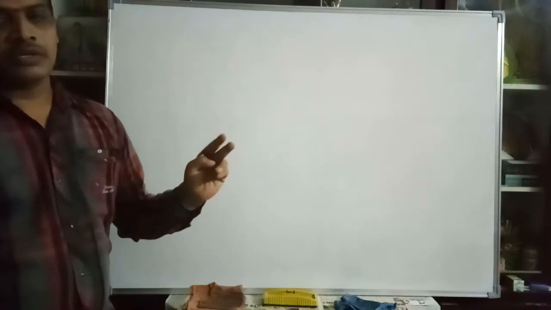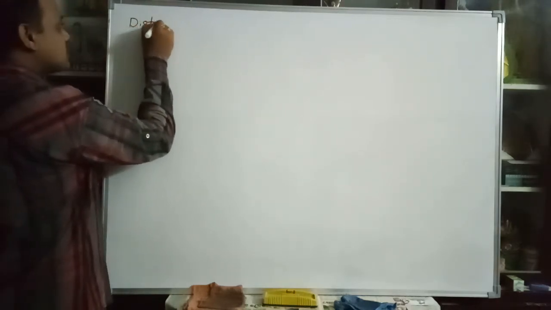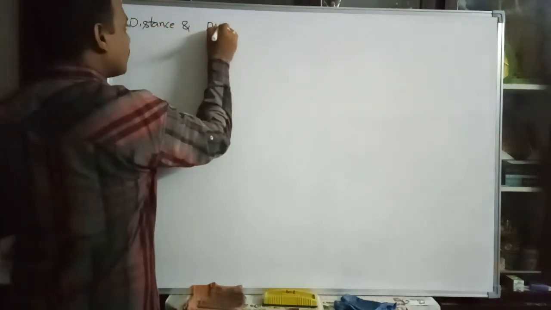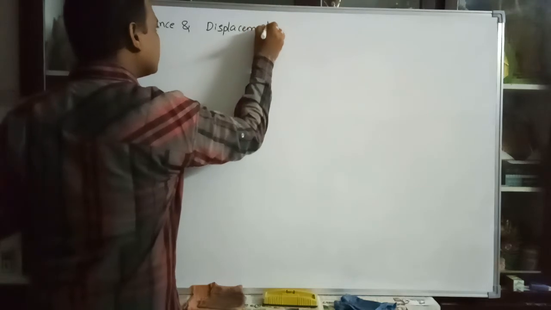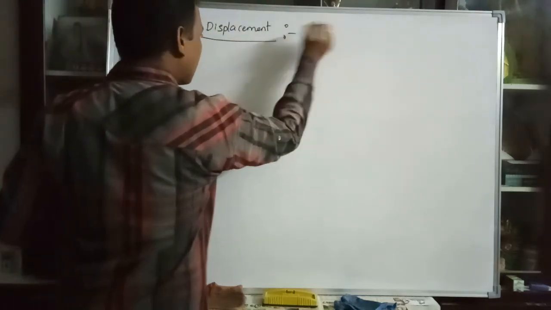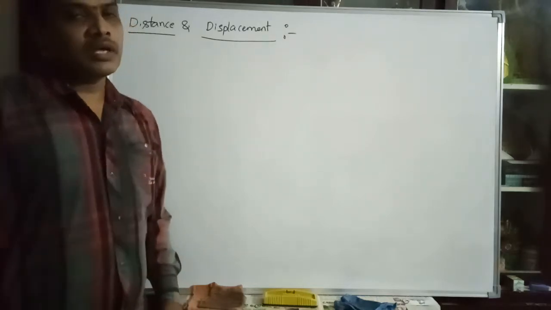So presently we are discussing two main words. One is rest, another one is motion. After that, you learn the next words: distance and displacement. Distance and displacement. According to general language, both distance and displacement are equal.